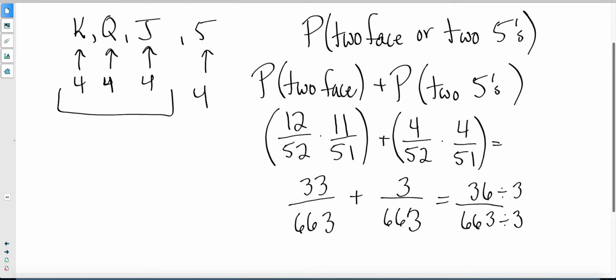Or your calculator will simplify that down for you to 12 out of 221, which you can then turn into a percentage if you want to. So it's 0.0543, which is 5.4%.